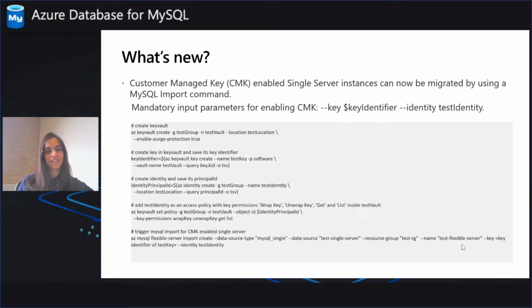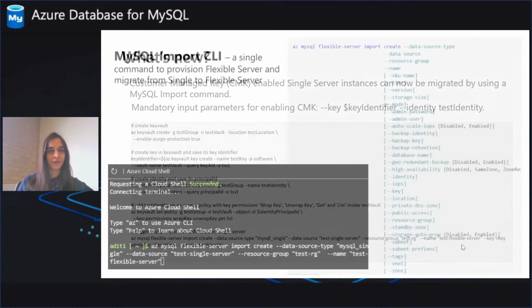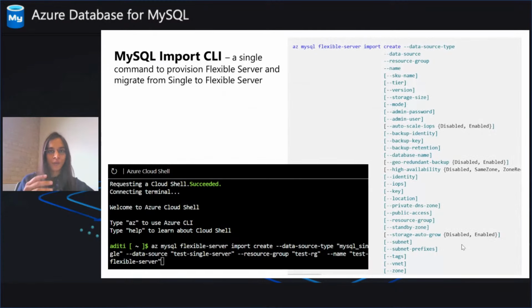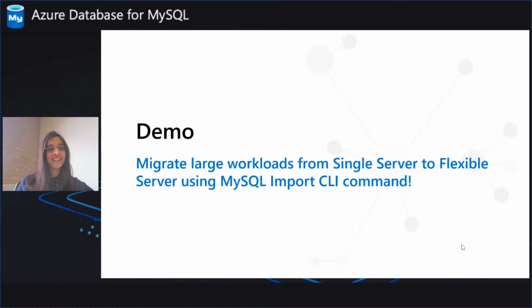With all these changes, next let's take a look at what the MySQL import CLI command has been reduced to. So now you just have 4 essential parameters that you want to pass, and the MySQL import command will take care of all the smart defaults from your source single server to the provisioned target flexible server. Next, let's quickly take a look at the demo where we'll see how easy it is to use Azure MySQL import to now migrate your single server to flexible server.